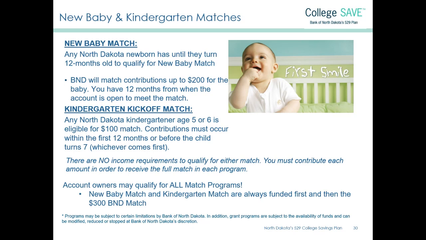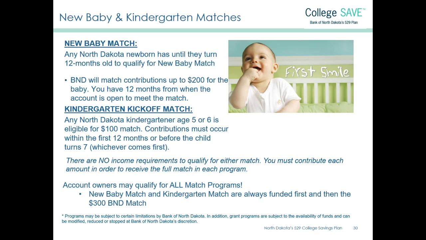The second match here is called the Kindergarten Kickoff Match. This is newer. We launched this 2 years ago. And it allows your 5 and 6-year-olds, when they go into kindergarten, to get, again, a match of $100 with no income restrictions. That means every single child going into kindergarten, when they turn 5 or 6 years old, gets this $100 match. And in fact, the baby who you may have got the New Baby Match for can also get this additional match. You just opt into it when you log into your account and they're 5 or 6 years old. It's literally a single click and another press of a button, and you're going to get that designation.